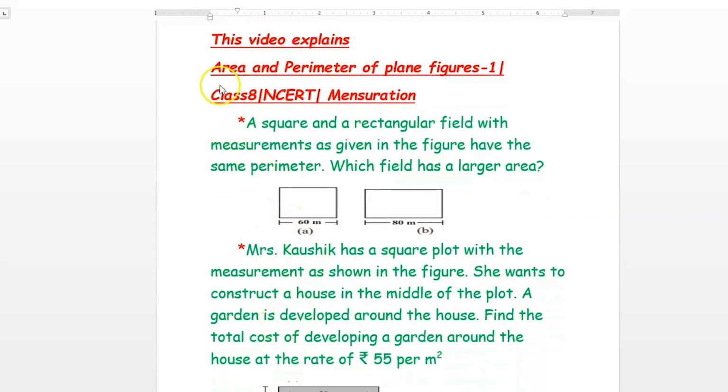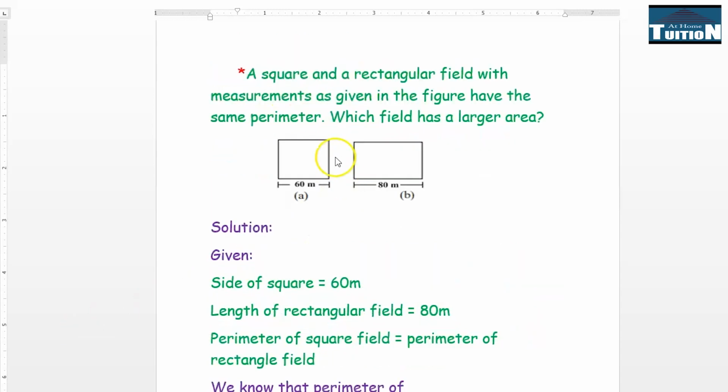In this video, we are going to see a few examples on how to find the area and perimeter of the given plane figures. Our first example: a square and a rectangular field with measurements as given in the figure have the same perimeter. Which field has a larger area? Solution: let's see what is given and what to find.